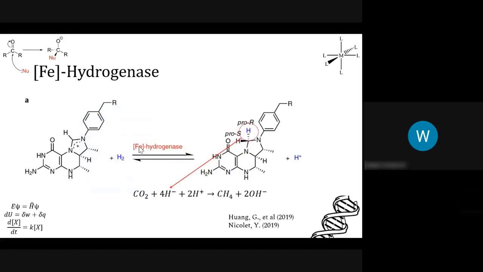So what does it donate this hydride to? It donates it to the coenzyme shown on the left, which is methenyl-H4MPT+, to form this reduced coenzyme, methylene-H4MPT. And now this reduced coenzyme acts like a hydride donor to reduce carbon dioxide to methane.